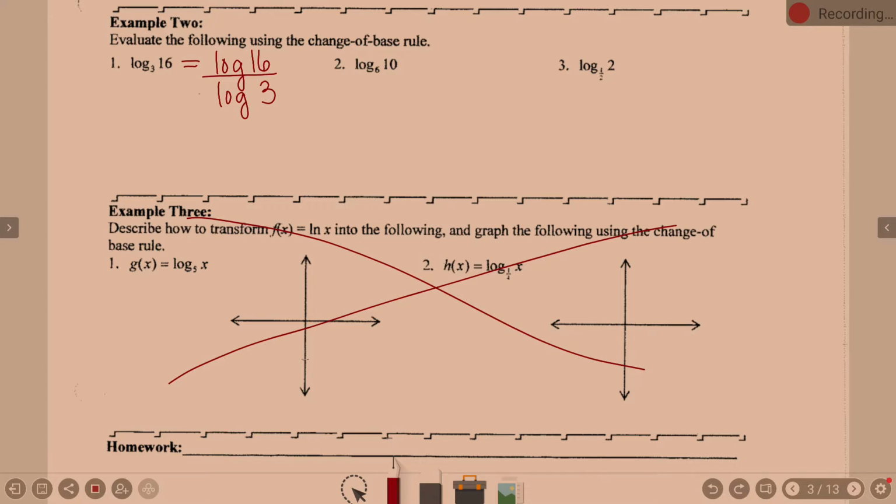Now, I picked that just because I did. What's the other option you could do? Do you have to use log base 10? No, you could use natural log of 16 divided by natural log of 3. Guess what? It's magic. Your calculator's going to give you the same answer either way.